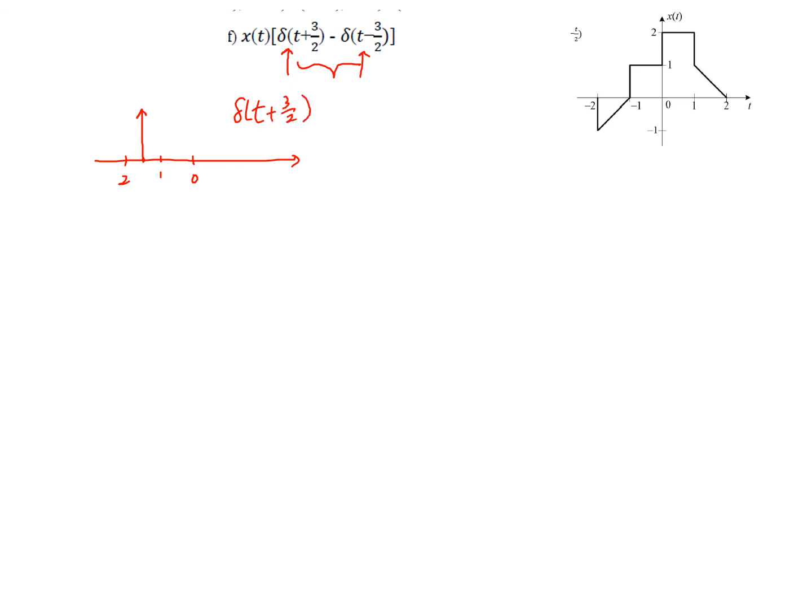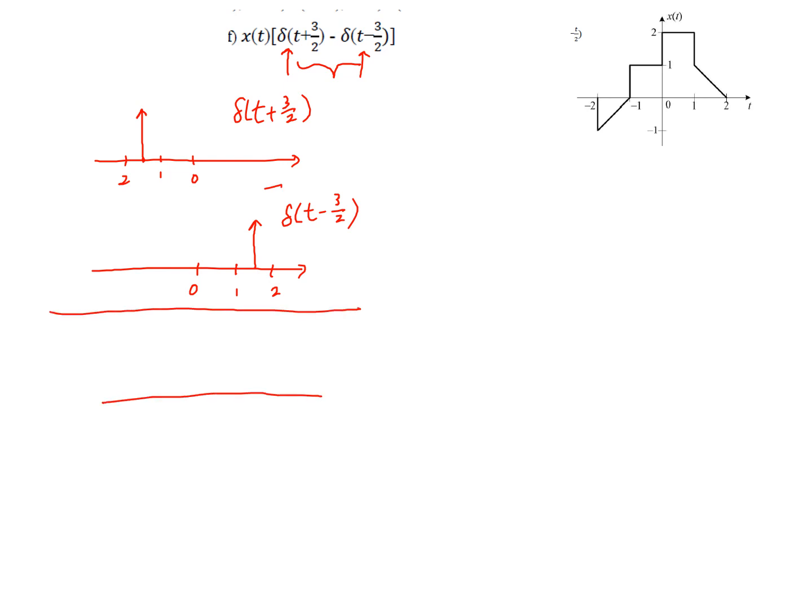And then delta(t minus 3 over 2). So it's just delta, again it's the same thing. If it's minus, it's on the right side. So it's here. Now you need to use this. This is delta(t minus 3 over 2), minus of them. So the result will be 0, 1, 2, -1, -2. The spike minus the second spike. So the second spike will be negative. That's all. Alright, the first spike minus the second spike. So everything else will be 0. Only these two spikes. And now these two spikes will multiply by our x(t).